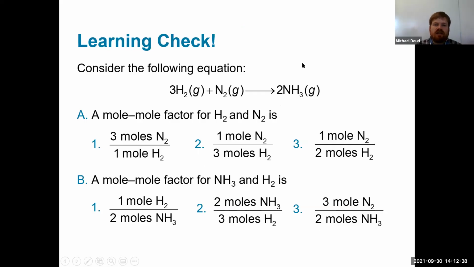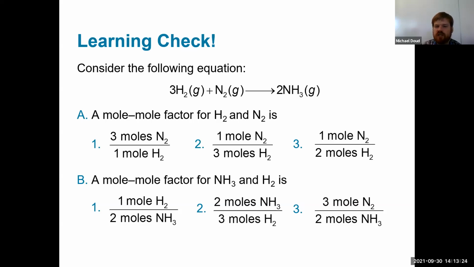Okay, so let's go ahead and consider the following equation. This isn't one of your sample exercises. We're just going to walk it through here together, and then we'll move into sample exercises in a little bit. So consider the following equation: 3 H2 plus 1 N2 reacts to form 2 NH3, ammonia, as a gas. What is the mole-mole factor that you would use for hydrogen and nitrogen from this? Is it 1, 3 moles of nitrogen for 1 mole of hydrogen? Is it 2, 1 mole of nitrogen per 3 moles of hydrogen? Or 3, is it 1 mole of nitrogen per 2 moles of hydrogen?